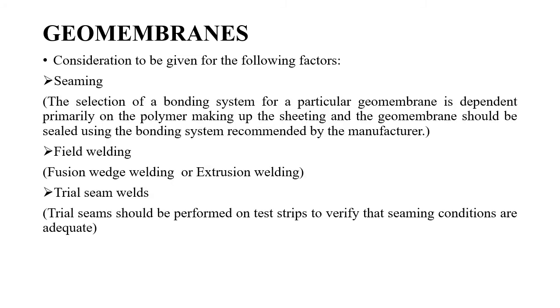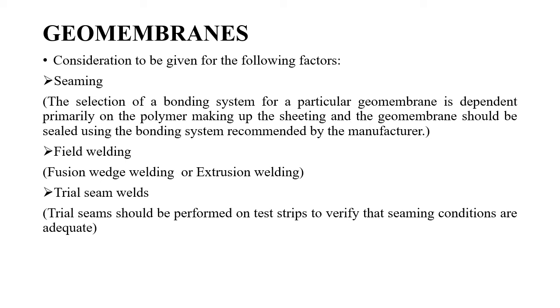The next factor to be considered is seaming. By seaming we mean the jointing given for the geomembrane material, or how we can bond them together. The selection of a particular bonding system for a particular geomembrane is dependent on the polymer which is used for making up these geomembrane sheets. There are various types of bonding methods that can be given.